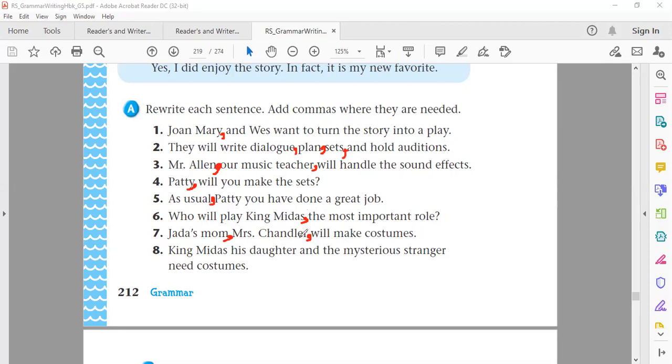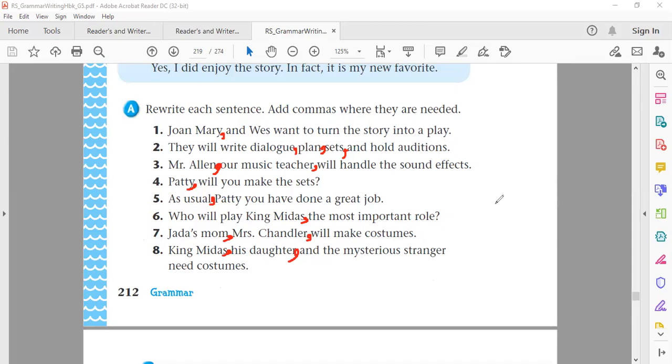Number 8, King Midas, his daughter, and the mysterious stranger need costumes. After King Midas. Excellent. Very good, yeah, Judy. And after his daughter. Yes, because this is a list. And the mysterious stranger need costumes. Okay, this is a list. So between the last two, which has and, I will not add any comma.